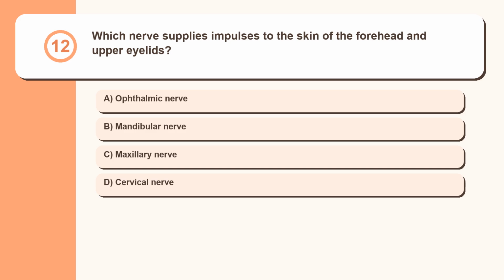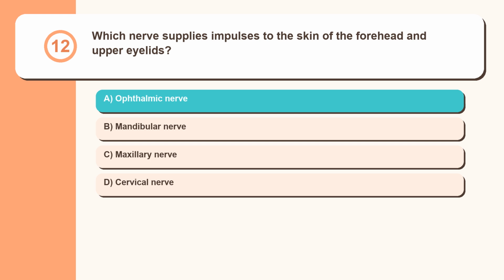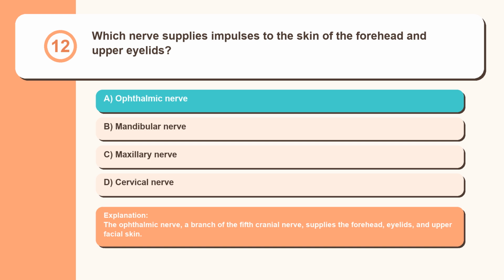Question 12. Which nerve supplies impulses to the skin of the forehead and upper eyelids? Ophthalmic nerve, mandibular nerve, maxillary nerve, cervical nerve. The ophthalmic nerve, a branch of the fifth cranial nerve, supplies the forehead, eyelids, and upper facial skin.